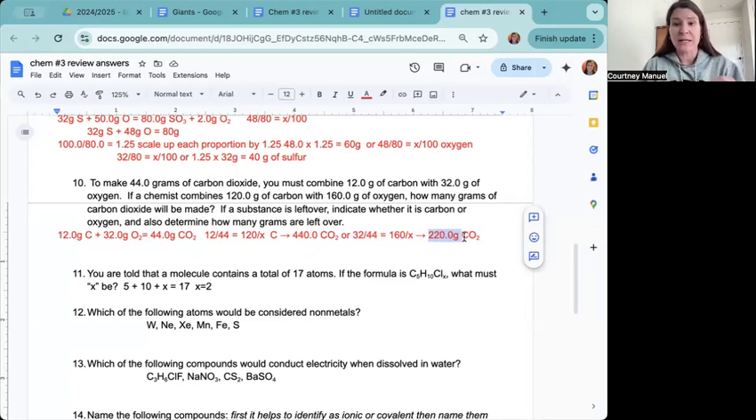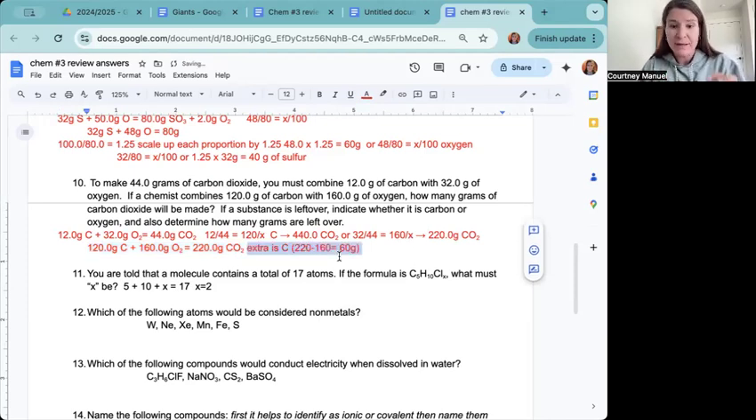So the thing that's limiting it here is our amount of oxygen. All right, so from that, we're going to go with our 120 of our carbon plus our 160 of our oxygen, and it can only make 220 grams of the carbon dioxide because that's what we found over here with our limiting oxygen. We have lots of carbon. We have plenty of carbon, which tells us that that is indeed our extra, because it told us it could make 440 with what we had.